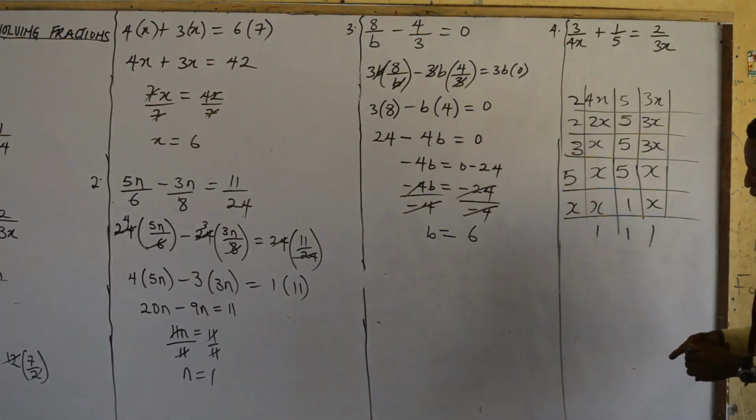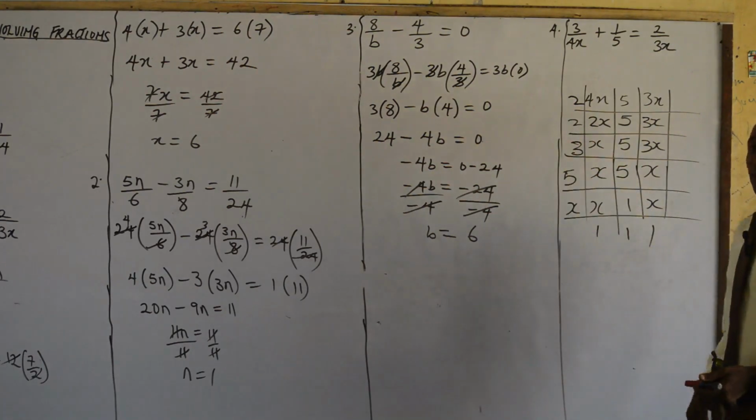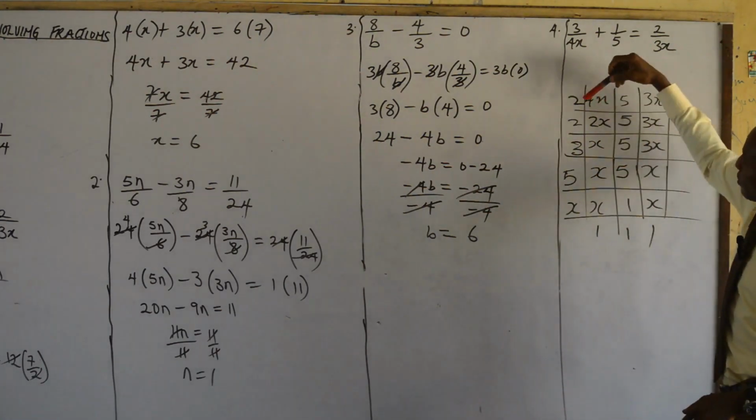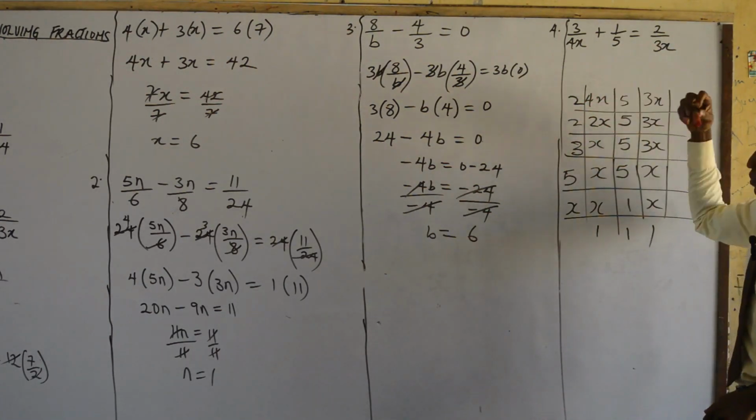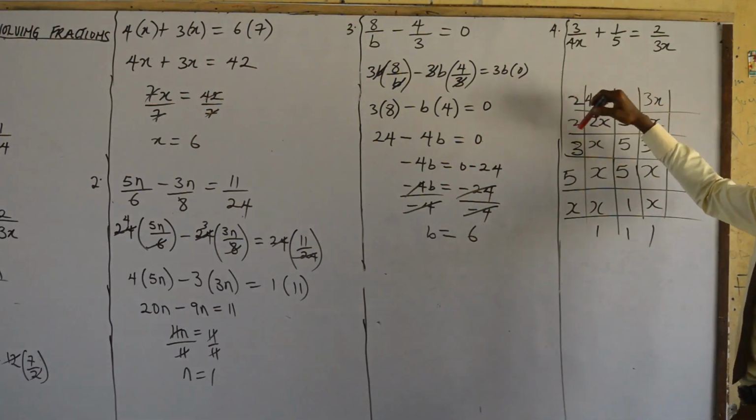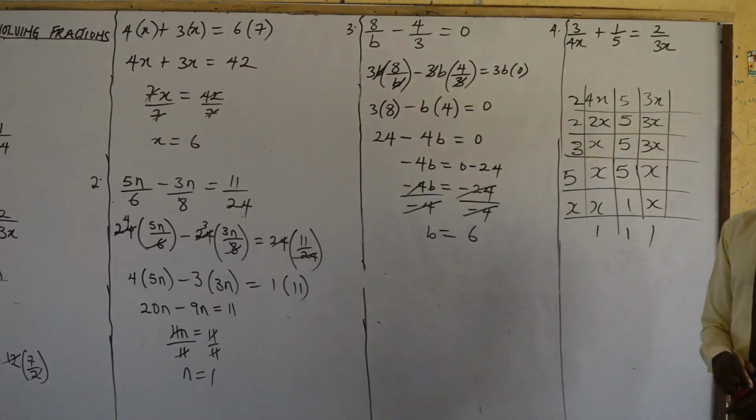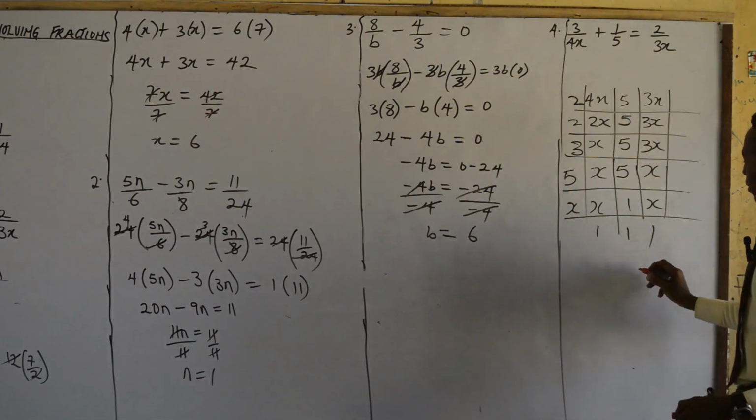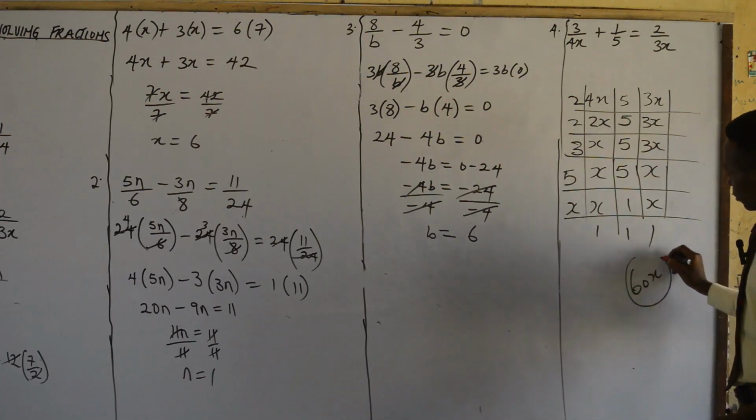So the next thing we need to do now is to multiply all the numbers we have used to divide. So the numbers we used to divide are 2, 2, 3, 5, and x. So multiplying 2 times 2 gives us 4, 4 times 3 is 12, 12 times 5 is 60. Multiplied by x, we have 60x.